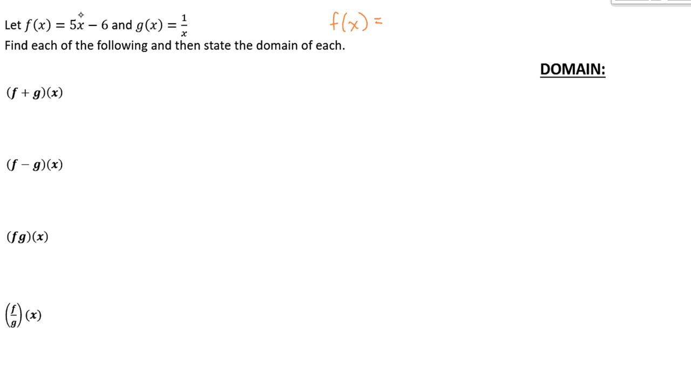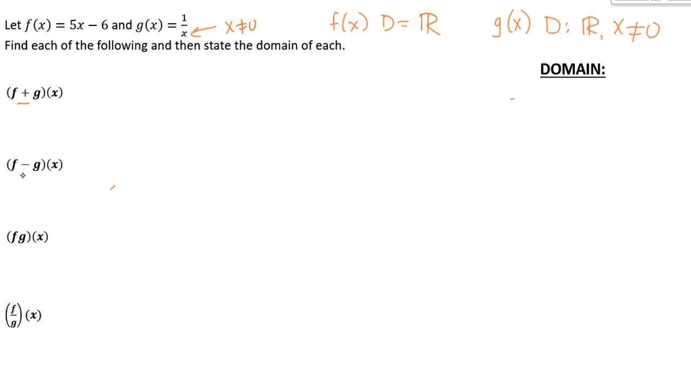So first things first, I'm going to identify the domains of the individual ones. f of x equals 5x minus 6. That's all real numbers. That's the domain. Okay, g of x is 1 over x. His domain is going to be all real numbers, except x cannot equal 0 because that would put 0 in the denominator.